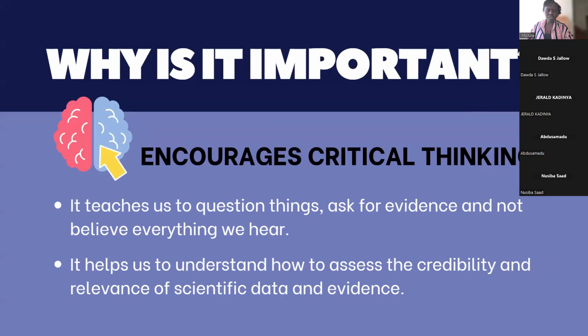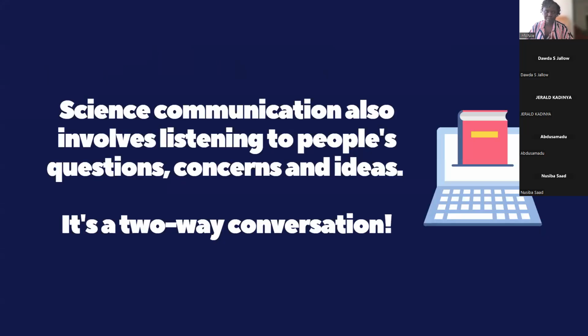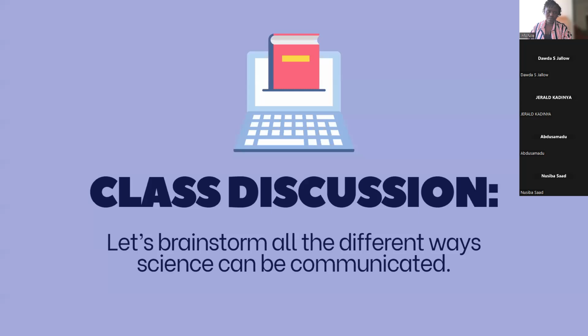Okay, so we are here to encourage critical thinking. Science communication teaches us to question things, because there's evidence for it, so you have to believe whatever you're seeing right there, if there's evidence. And it helps us to understand how to assess the credibility and relevance of scientific data and evidence. So that's part of critical thinking. Science communication also involves listening to questions, concerns, and ideas. It's a two-way conversation.